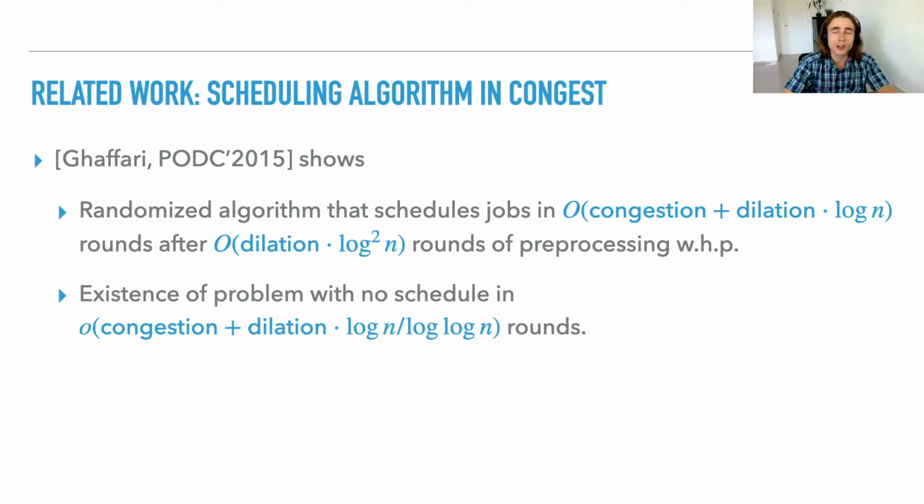Several years ago, Ghaffari studied a scheduling problem in the similar congest model. Unlike congested clique, in the congest model, nodes can send and receive messages only to their neighbors in the input graph. This means that the communication graph is not necessarily a clique anymore. The authors used the random delay technique developed by Leighton, Maggs and Rao to schedule distributed jobs with high probability in order of congestion plus dilation times log n rounds after order of dilation times log squared n rounds of preprocessing. They also show a complementing lower bound.